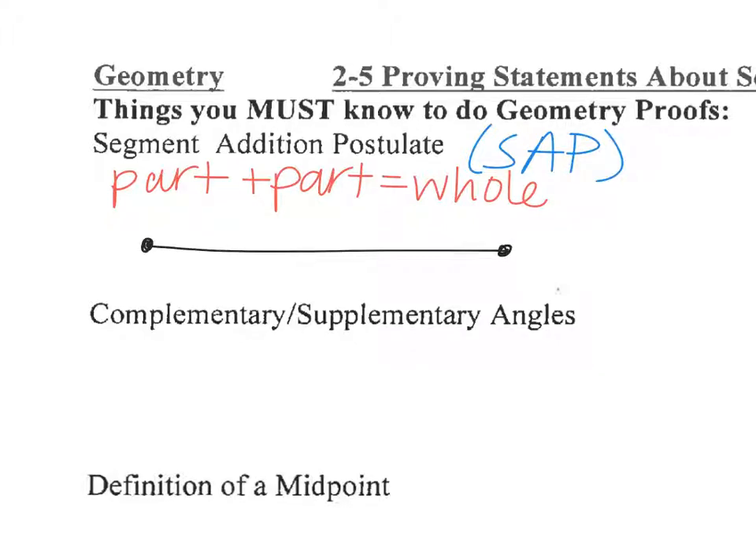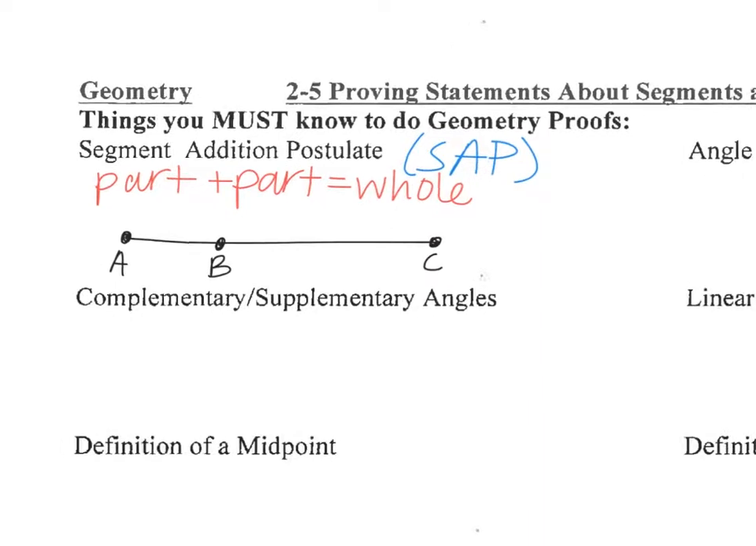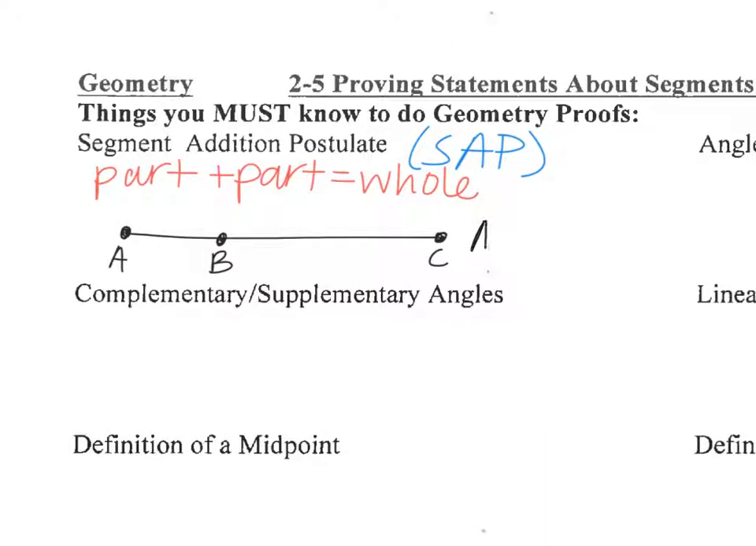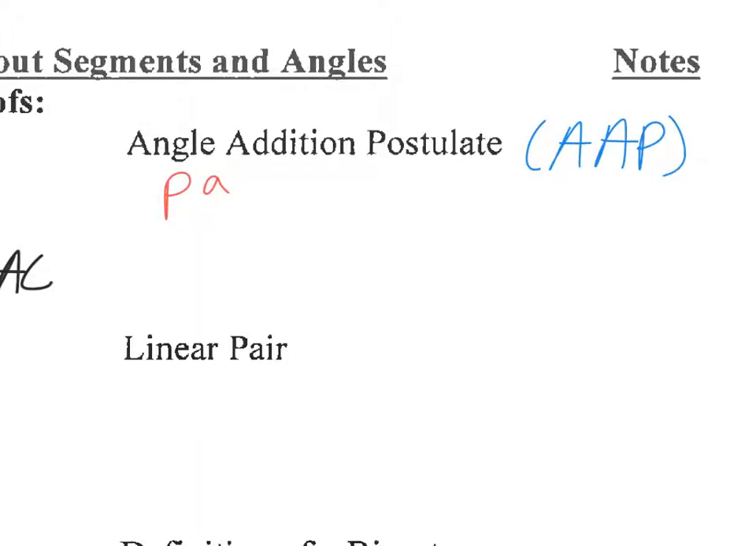We are going to use A, B, and C in this case. Part plus part equals whole. And Noah actually used this exact example. It was AB plus BC equals, what's the whole? AC. Yep. Remember, if we have an equal sign, we do not put the bars over those letters. It's part plus part equals whole.